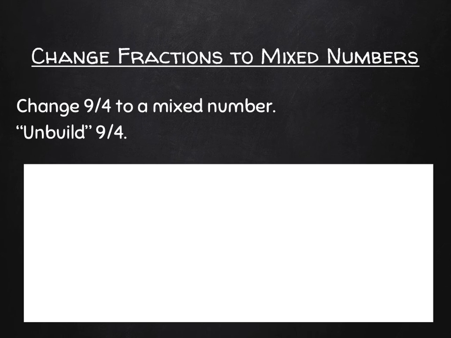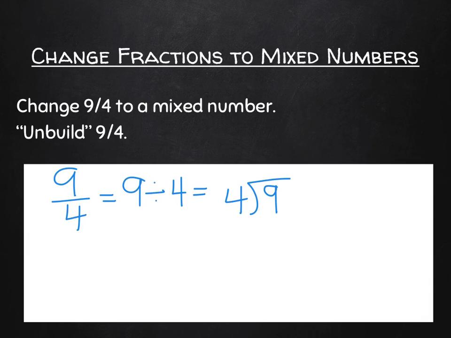There's also a shortcut to change an improper fraction to a mixed number. We unbuild 9/4. Here's 9/4. Remember that fraction bars mean divide, so 9/4 is the same thing as 9 divided by 4. We can write that as long division. 9 divided by 4. Let's see, I know 4 goes into 9 2 times. 2 times 4 is 8, and I subtract to find the remainder, which is 1. The remainder becomes your numerator, and the divisor becomes your denominator. 9 divided by 4, or 9/4, is the same thing as 2 1/4.